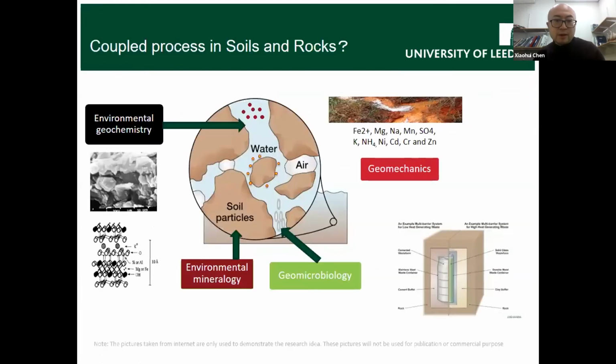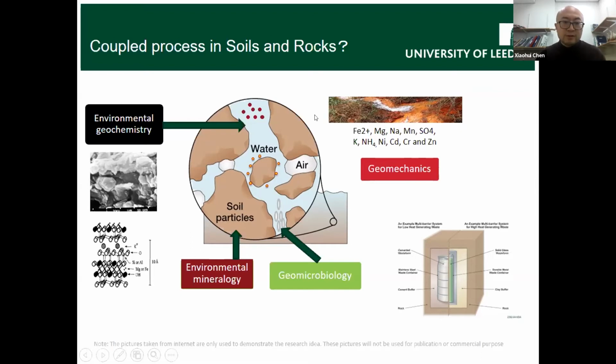I'm going to talk about the theory for the coupled process in porous media or fracture media. Classically, we may have geomechanics to study the deformation, stress, and displacement change of the soils. And we may have environmental geochemistry focus on the water aspects, investigating the pollution and the chemical reaction. We have environmental mineralogy to focus on the mineral evolution process on a longer time scale. And also we have geomicrobiology to study the bacteria. All these are our classic and traditional disciplines.